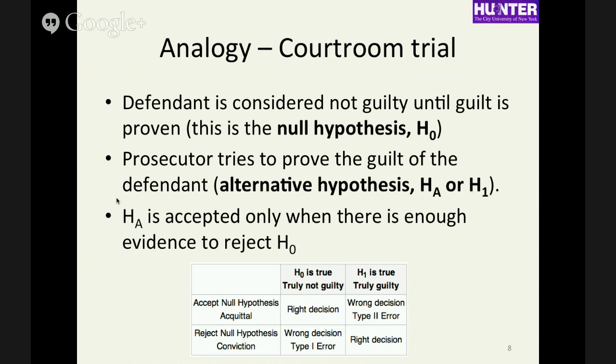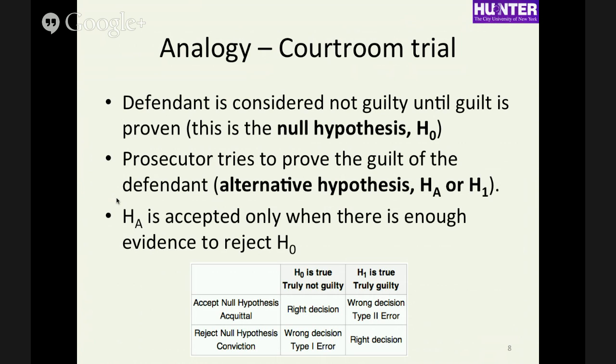And you only accept that alternative hypothesis if there's enough evidence that the null hypothesis is quite unlikely. So in the analogy of the courtroom trial, the defendant being not guilty is the null hypothesis, and being proven guilty, that's the alternative hypothesis.